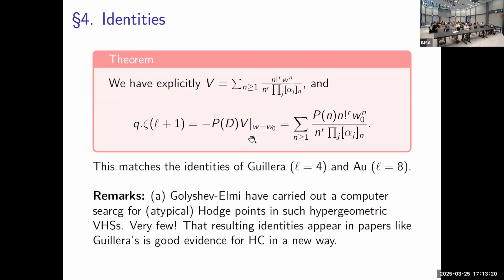All of the identities that come out of their search appear in papers like Guillera's. And so I regard that as a good thing. That's evidence for the Hodge conjecture, right? Because every time there's a Hodge point, you get one of these identities that's been proved by completely different techniques. And that can only be true if the thing was represented by an actual cycle.